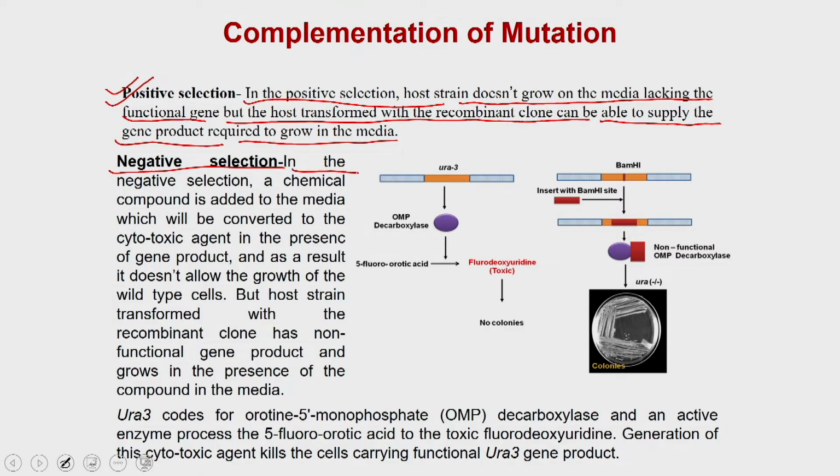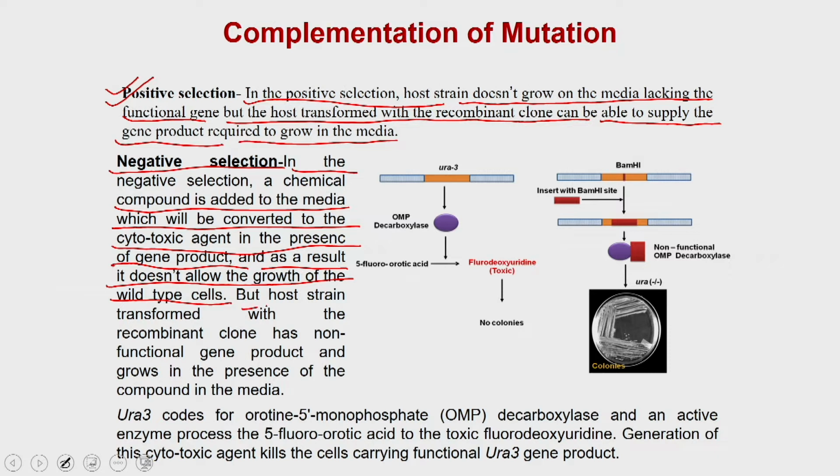In the negative selection, a chemical compound can be added to the media, which will be converted to a cytotoxic agent in the presence of the gene product, and as a result it does not allow the growth of the wild type cell. This means the wild type cells are producing an active enzyme, and when you add a chemical, it gets converted into a cytotoxic agent, and because the enzyme is active, the wild type is going to get killed.